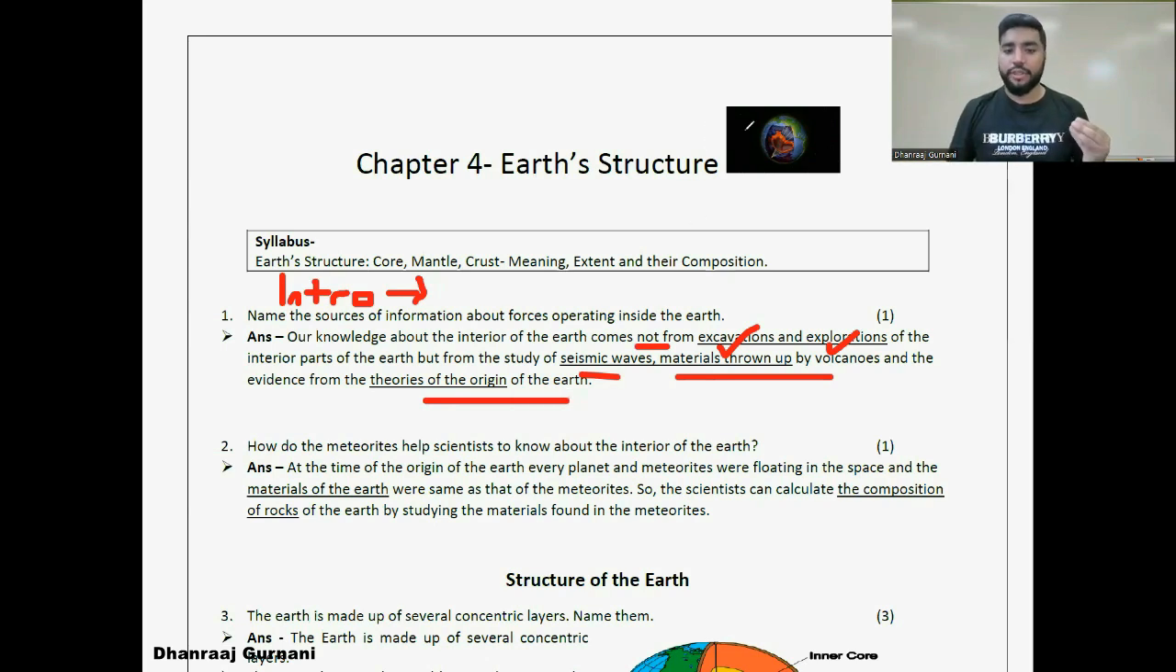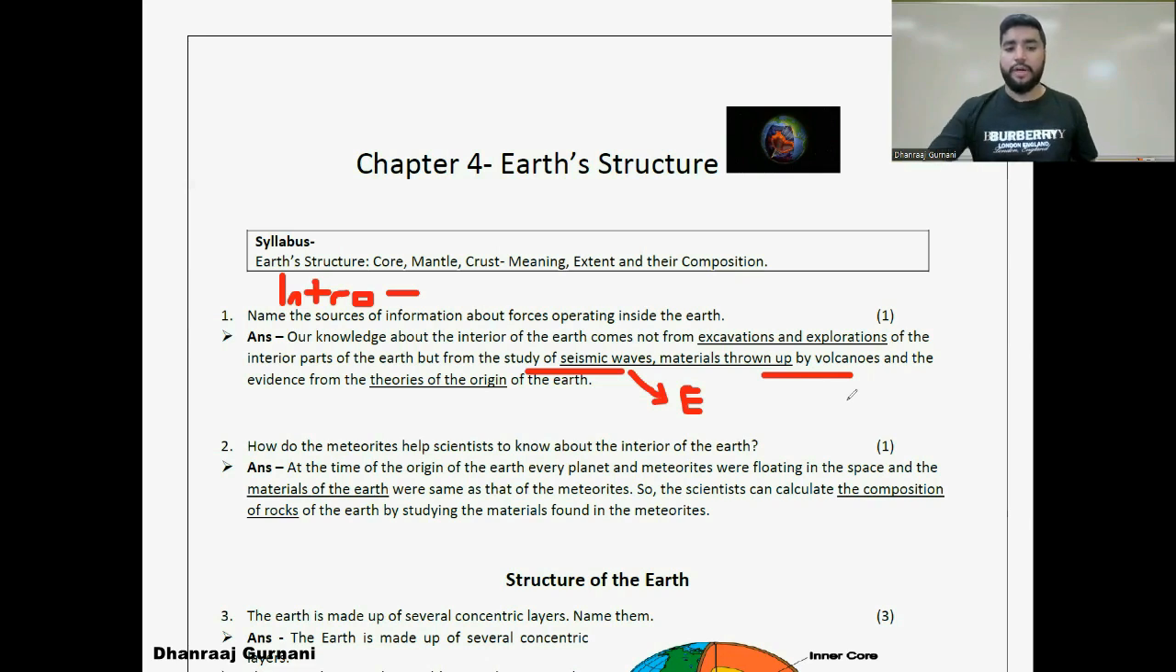So the knowledge which we get about the interiors of the earth, whatever the earth is made up of, does not come from excavations and explorations. Excavations, digging, and exploration do not give us that information. But how do we come to know what is there in the interiors of the earth? It comes from the study of seismic waves. Seismic waves means earthquakes, and materials thrown up by volcanoes. So earthquakes and volcanoes tell us what the earth is made up of.